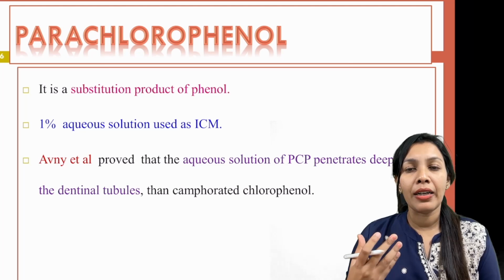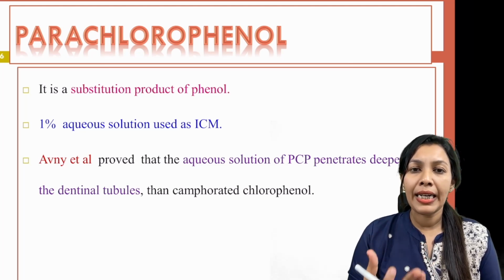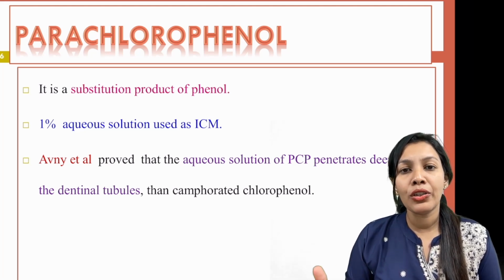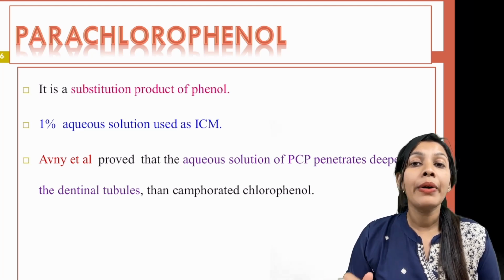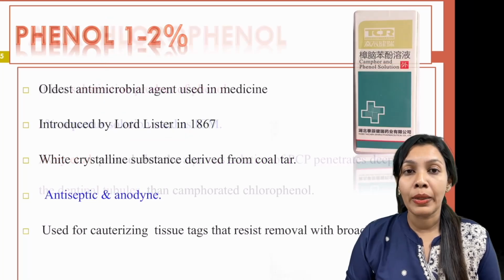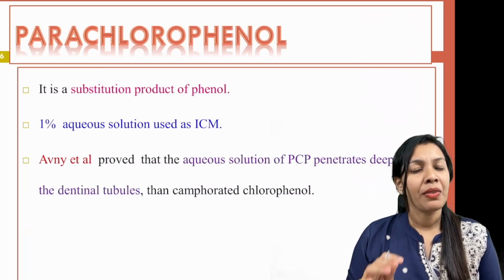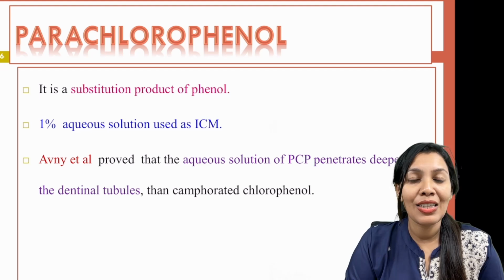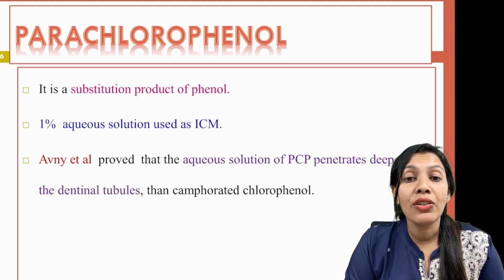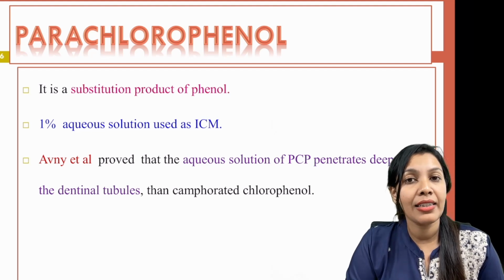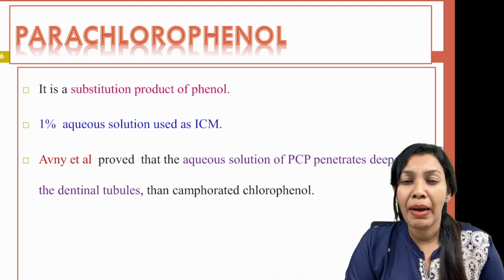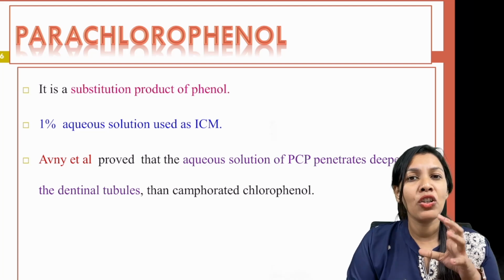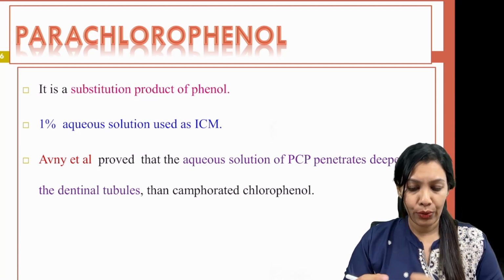So in order to enhance its property, para-chlorophenol was introduced. It is a substitution of the phenol, where 1% is used. Phenol was 1 to 2%; here 1% is used. Another important property of para-chlorophenol is that it has the capacity to reduce Enterococcus faecalis. As I said earlier, Enterococcus faecalis is a microorganism that is responsible for reinfection. So this reinfection causing microorganism is reduced.